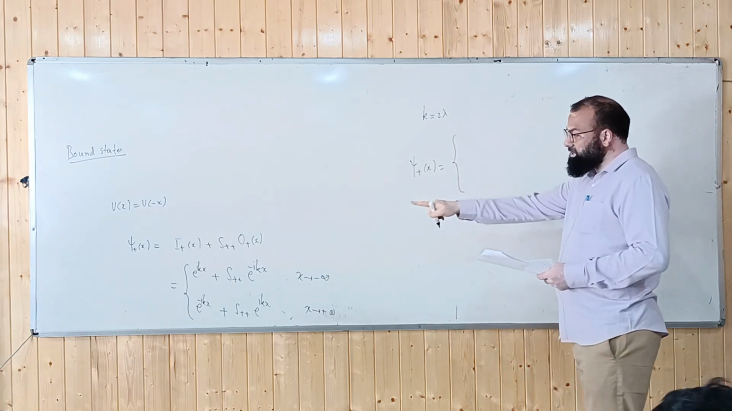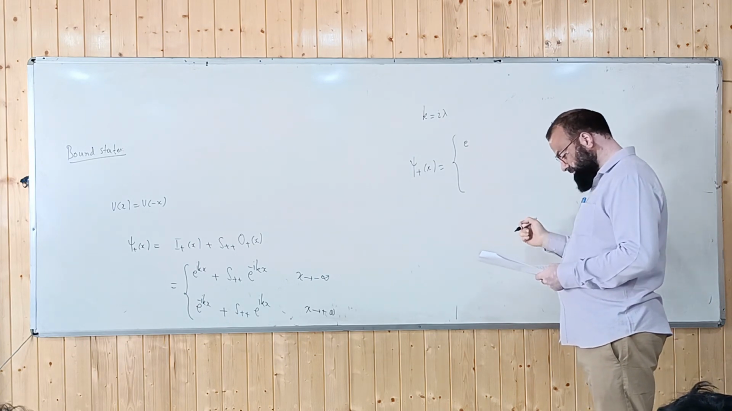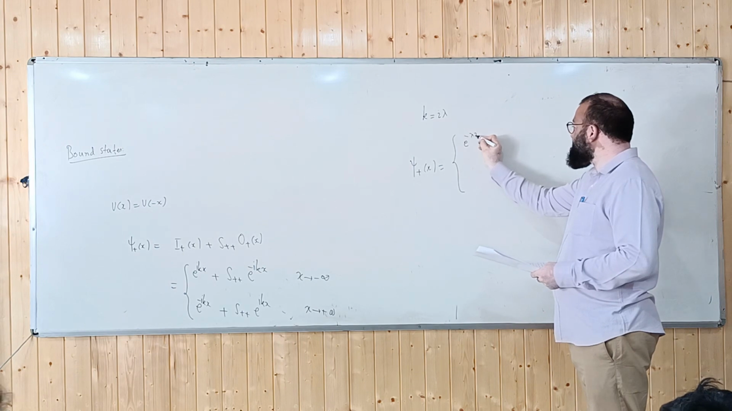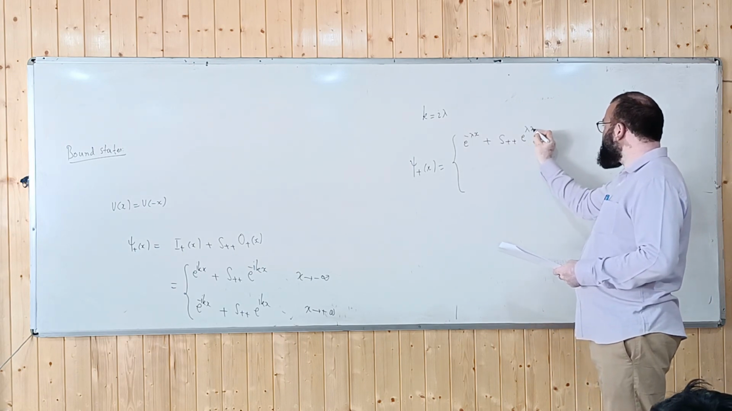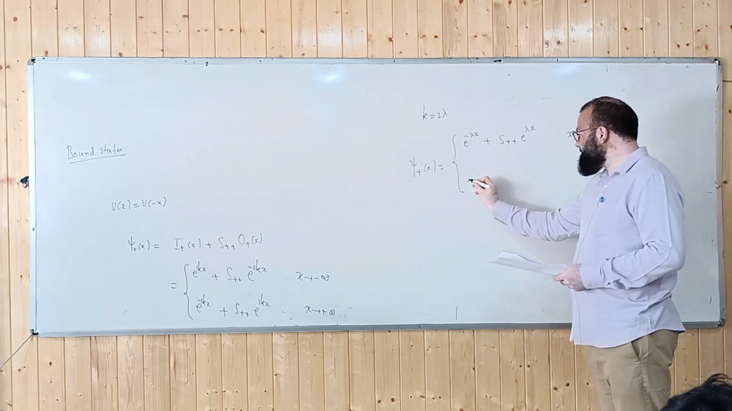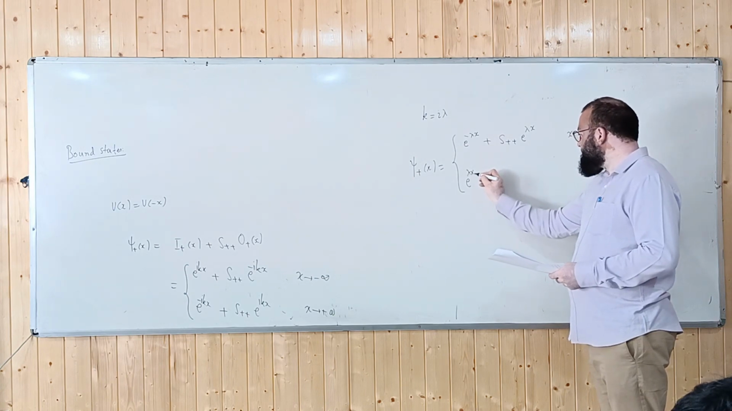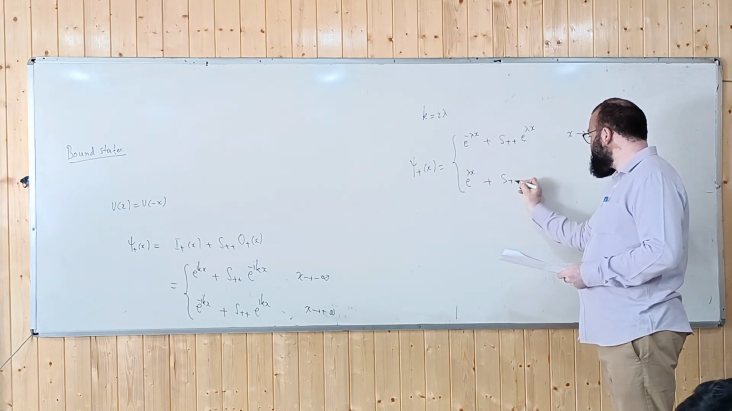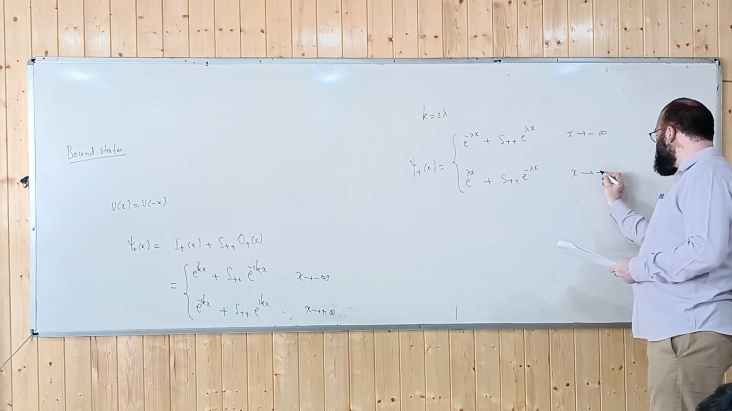So if I put it, first will be e raised to minus lambda x there plus S plus plus e raised to lambda x. What is the domain? x tends to minus infinity, and it will be e raised to lambda x plus S plus plus e raised to minus lambda x, x tends to plus infinity.